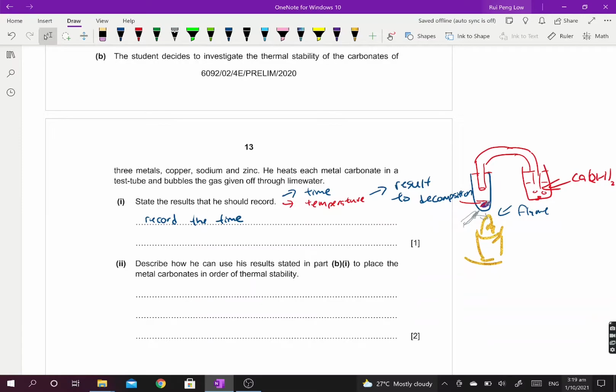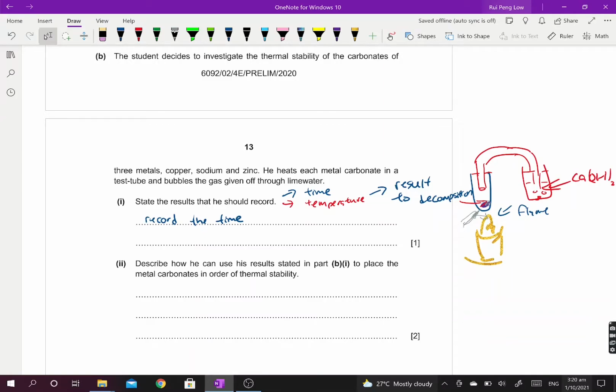Okay, because the more stable it is, the higher the temperature you need the carbonate to heat before it decomposes. So I repeat, the longer the time, the higher the temperature you will get before it starts to decompose.